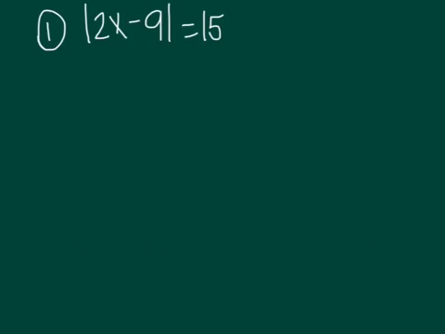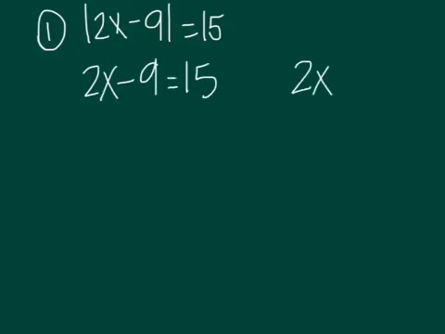Let's look at our first example. It's the absolute value of 2x minus 9 is equal to 15. In the previous slide, I said that we needed to make sure that the absolute value part was by itself, which in this case it is. There's nothing added to it or multiplied. So the next thing we need to do is set whatever is inside the absolute value equal to the positive and negative solution. So we're going to have 2x minus 9 is equal to positive 15, and 2x minus 9 is equal to negative 15.